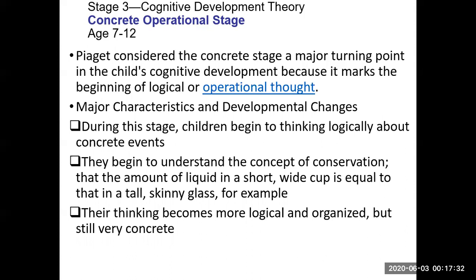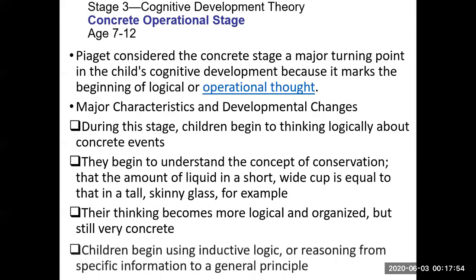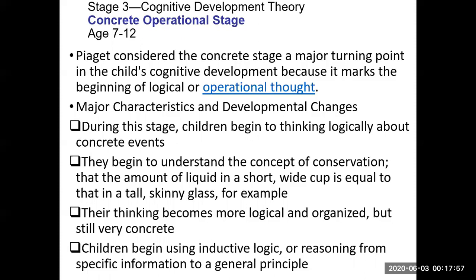They now understand that the glass can be different, but the liquid will be the same amount; the quantity will be the same. Now they start to understand that. Their thinking becomes more logical and organized, but not so concrete. They cannot take any solid decisions. And children begin using inductive logic, or reasoning from specific information to a general principle. They just want to listen to other people about what they want to do.